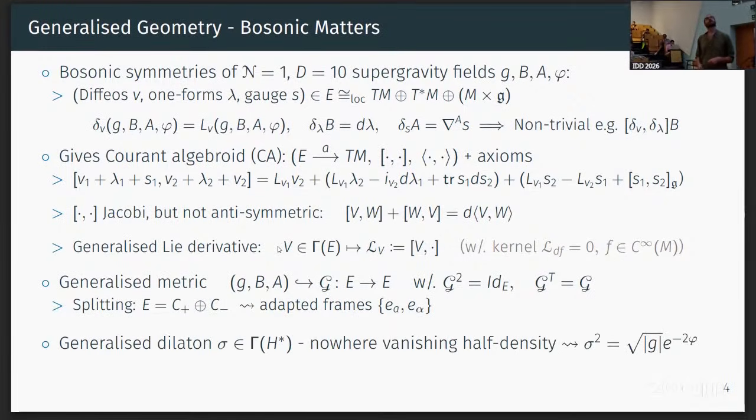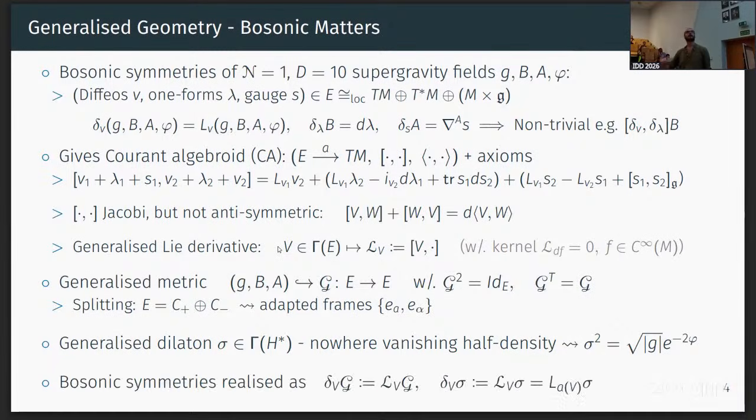Then furthermore, you can also encode your dilaton nicely, your generalized dilaton, which is given by a nowhere vanishing half density. So a thing you square and then can integrate over. And the idea here is that you define it in such a way that when you square this half density, you recover the metric density times your old dilaton that you had before. First of all, this is a really nice and efficient repackaging of all these bosonic fields into only two objects. And then the bosonic symmetries are simply realized by this generalized Lie derivative that I defined above. Cool.